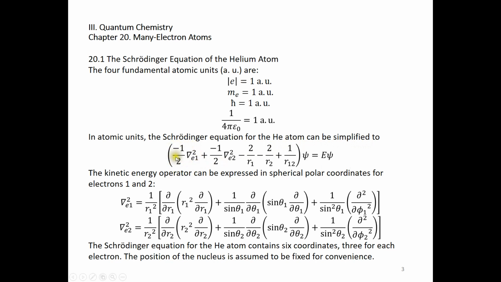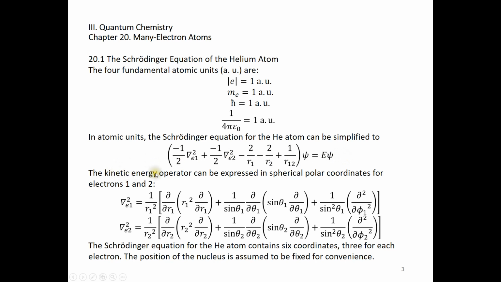Kinetic energy operator for electron 1, kinetic energy operator for electron 2. This is the attraction felt by electron 1. This is the attraction felt by electron 2. And this is the repulsion between electron 1 and electron 2. Everything together, these 5 terms, is the Hamiltonian for the 2 electrons. We apply the Hamiltonian to the wave function of the 2 electrons, H psi equals E psi.